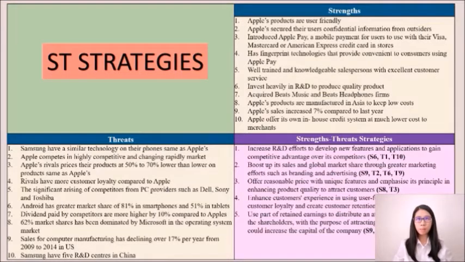Last but not least, Apple can use part of retained earnings to distribute an attractive dividend amount to the shareholder with the purpose of attracting more investors, which could increase the capital of the company. This is referring to S9, T7, as the increased sales can reduce the impact of lower dividend.